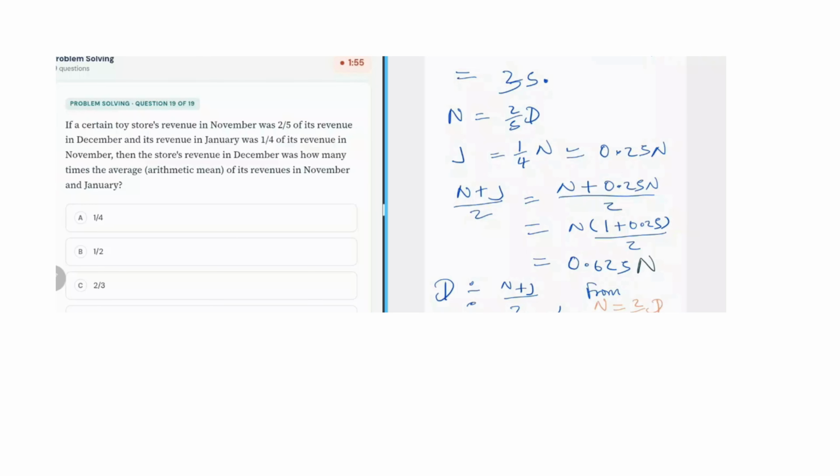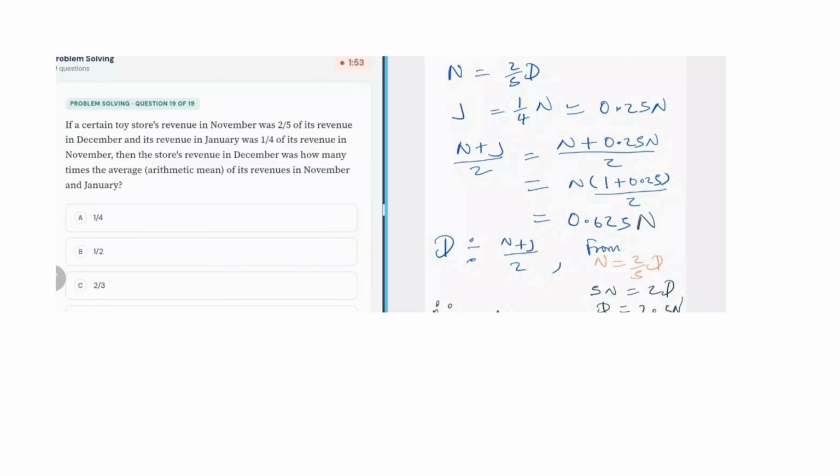So this is going to be 2.5n divided by 0.625n, and we cancel n to start with. Can you check 2.5 divided by 0.625? We just have about 1 minute, so we can submit. Just fast. We have about 1 minute. Is what? 4. All right, so the answer here is 4.